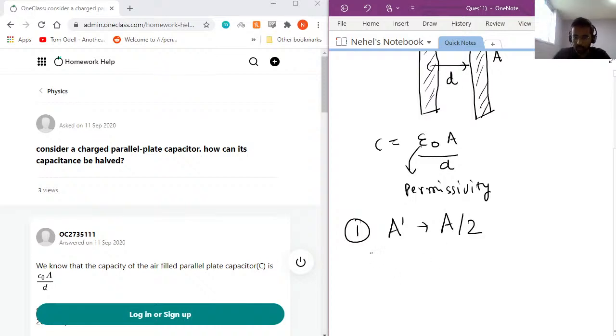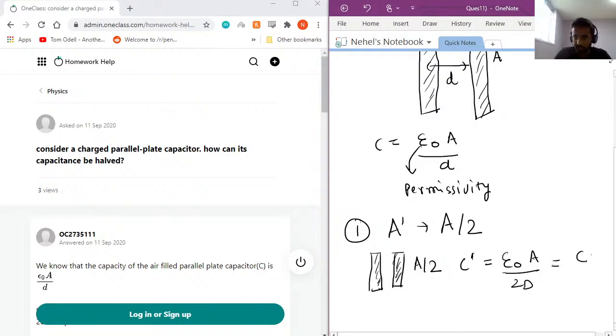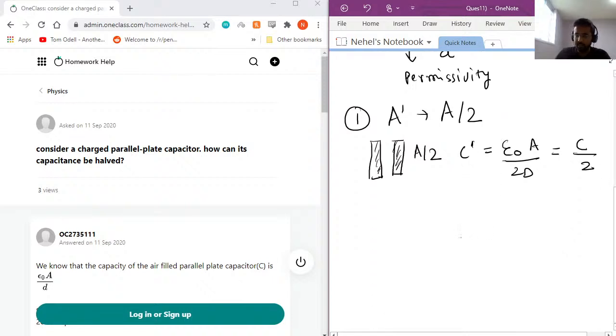So you would have much smaller areas for the new capacitors. So these new areas are equal to A over 2. This would give us the new capacitance equals epsilon naught A over 2D, which is also equal to C over 2. C was the original capacitance.